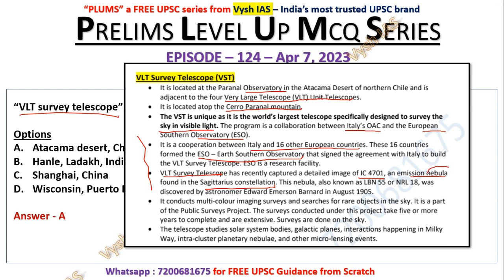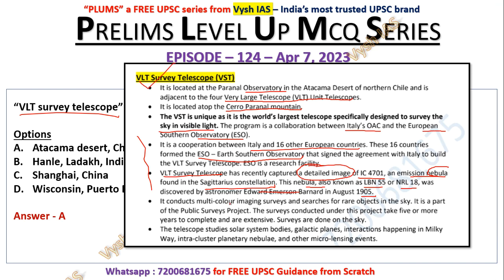What is a constellation, what is a nebula and all? Watch the geography lectures which we have made. In that we have covered this. This nebula, also known as LBN 55 or NRL 18, was discovered by one astronomer in August 1905. So it's already discovered, just a detailed image has been captured now with the more recent VLT telescope.